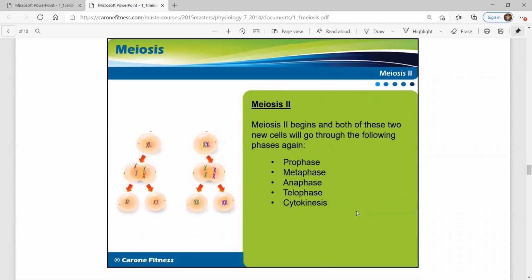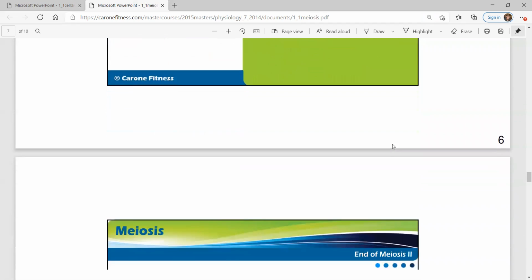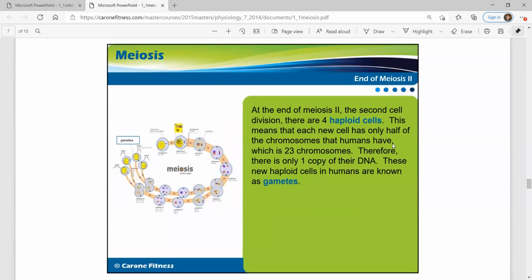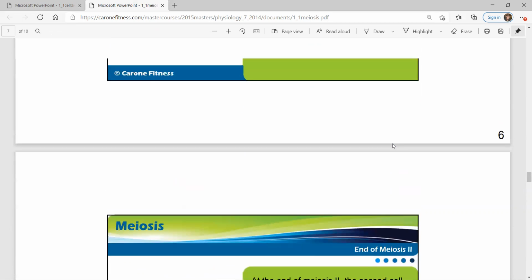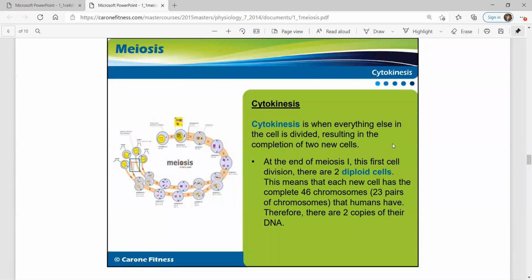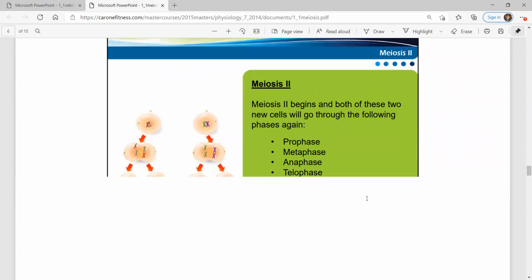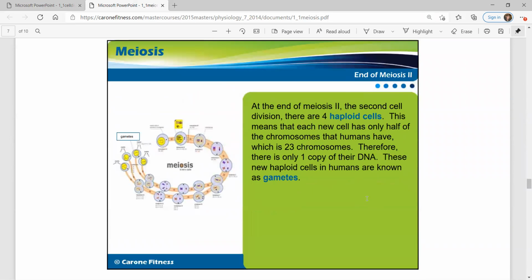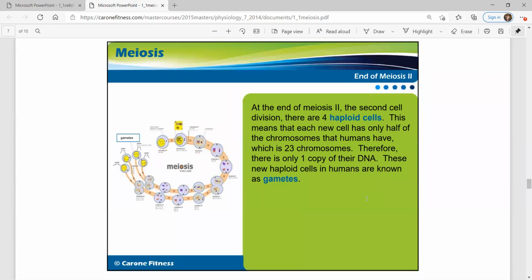Meiosis 2. Meiosis 2 begins, and both of these 2 new cells will go through the following phases again: prophase, metaphase, anaphase, telophase, cytokinesis. At the end of meiosis 2, the second cell division, there are 4 haploid cells. So at the end of meiosis 1, you have 2 diploid cells. At the end of meiosis 2, you have 4 haploid cells.